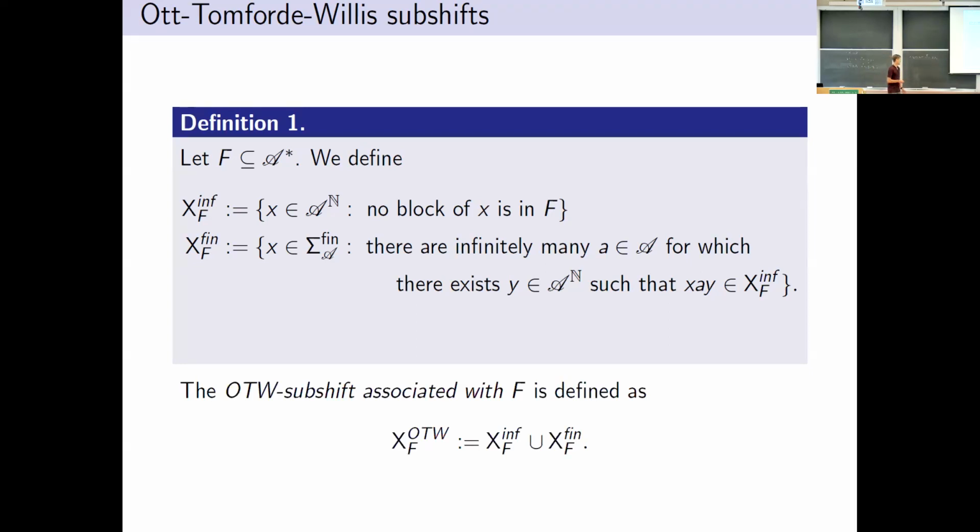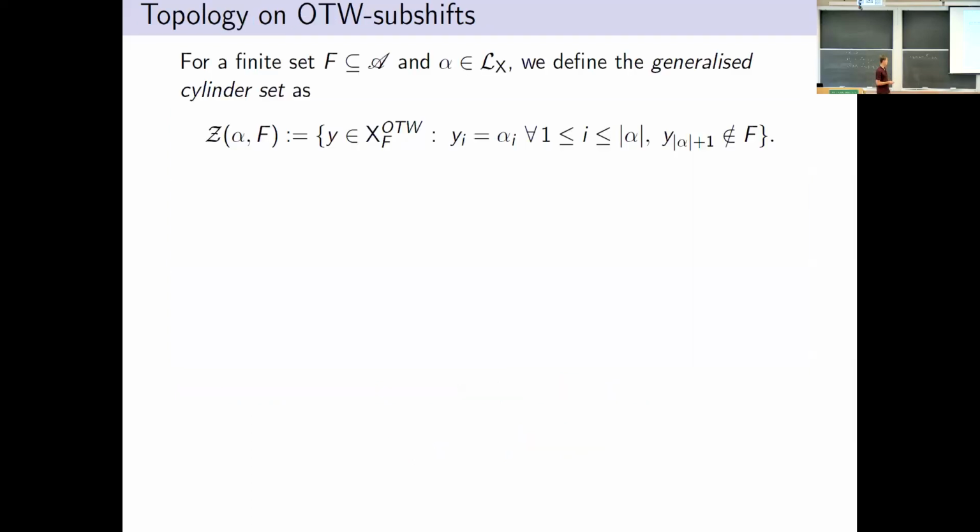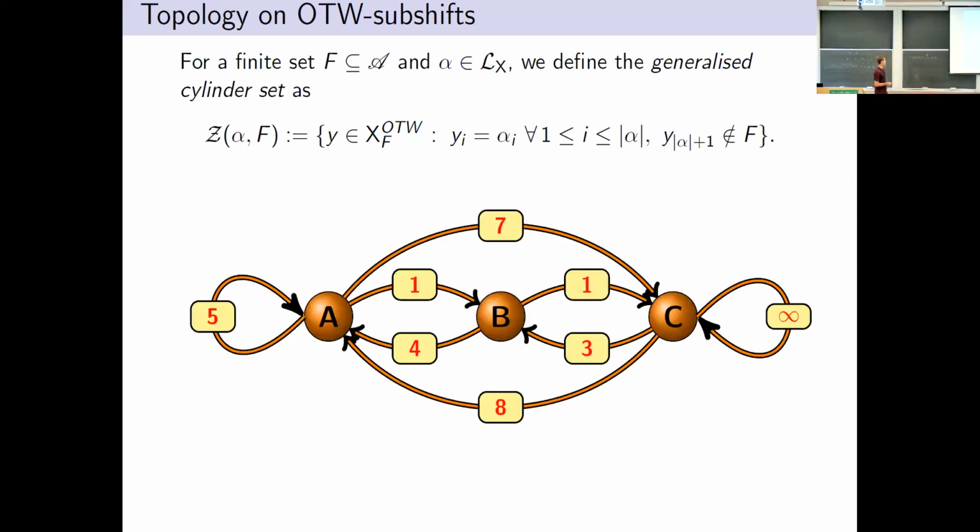So then the Ott-Tomforde-Willis subshift is just the union of these two sets. And for the topology of it, which I said I was going to say more about: if you want a neighborhood of an infinite sequence, it's just the usual cylinder set. You just prescribe some initial segment of it and look at all the sequences that agree in that initial segment. And if it's a finite sequence, then you have to look at these generalized cylinder sets, which is, for example, here. Let's look at this graph. This is actually a labeled graph. If you look at this symbol 1 here, the first one, there are infinitely many ways to extend it to infinite sequences here. So that's a word that will appear in this subshift.